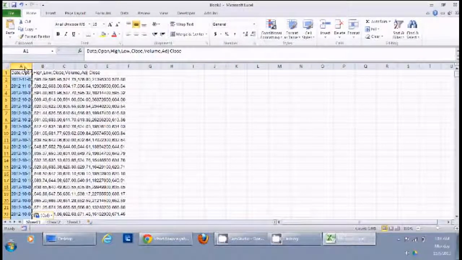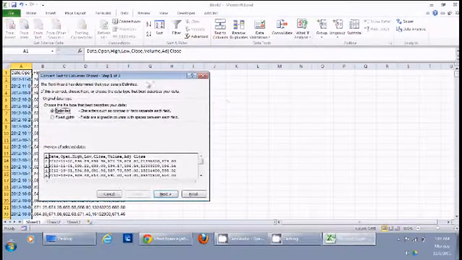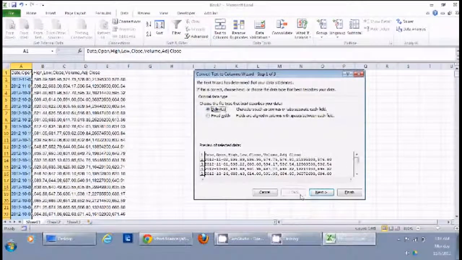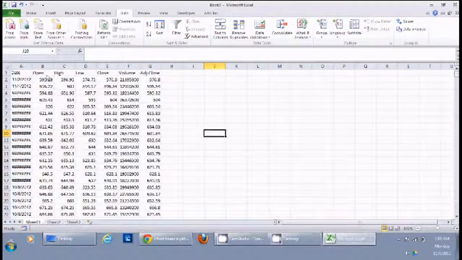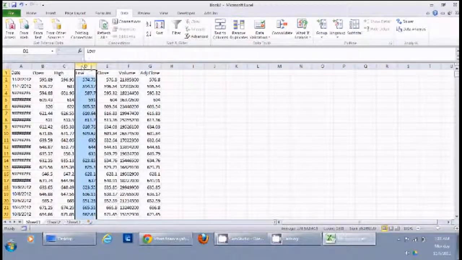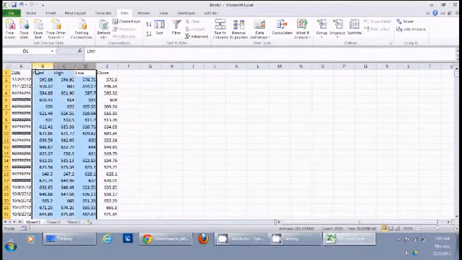Now these values are copied as text, so we need to convert them to data. If we go to Data and say Text to Columns, then select Delimited and choose comma, because this data is comma separated, and then click Finish. Now I have all these columns with different values for open price, high price, low price, and close price. So now I'll get rid of all these columns and be left with just the close price.